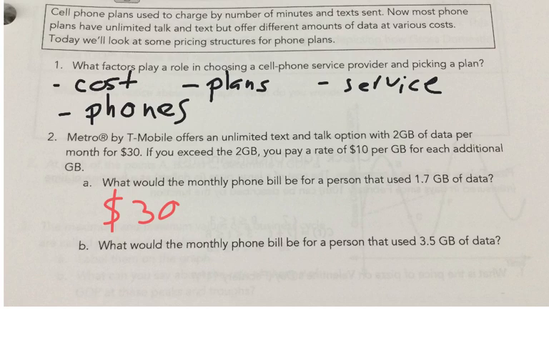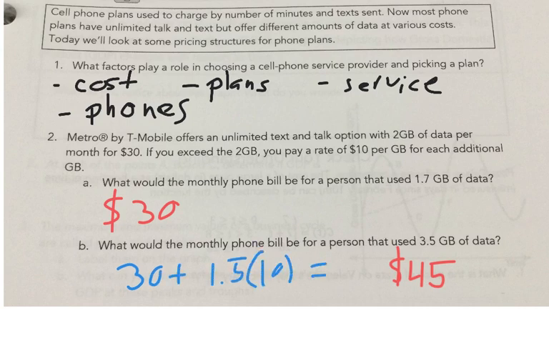B, what would be the monthly bill for a person that used 3.5 gigs of data? That's what mine says. Mine agrees with you. I disagree, but you don't think it's 45? I don't. What do you think? I think it's 50. Well, you're using a half. Can you buy half a gig? Depends on the plan. I guess you're right. So according to them, it's 30 plus 1.5 times 10, which is $45.